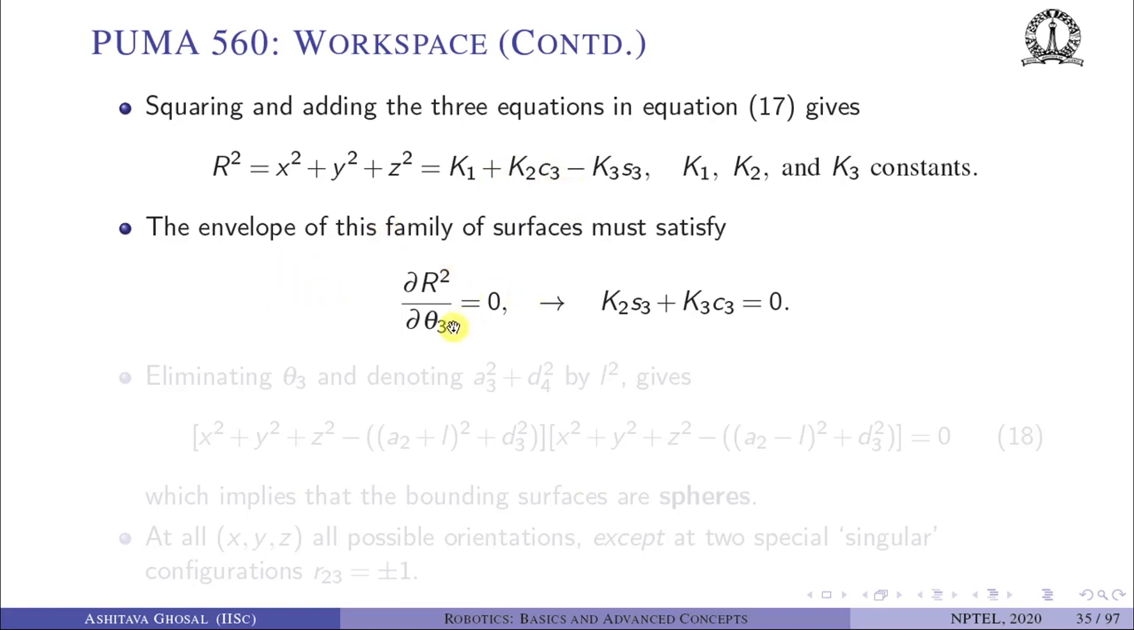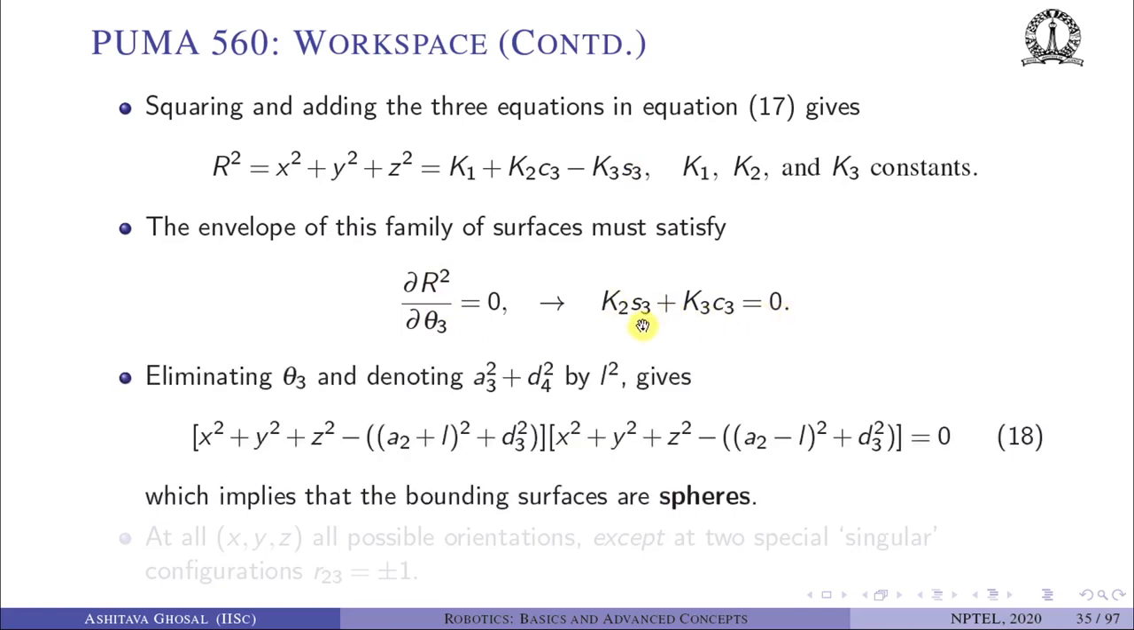The envelope of this family of surfaces can be obtained by taking the partial derivative of this equation with respect to this variable theta 3, which is on the right hand side. If you take this, we'll get one single equation, k2 s3 plus k3 c3 equal to 0. And then we eliminate theta 3 from these two equations. Okay, so we can eliminate formally using Sylvester's method, but we can just simply see that we can eliminate theta 3 and, if you denote a3 squared plus d4 squared by l squared, we will get this expression, which is x squared plus y squared plus z squared. So basically, this is the radius vector. The distance from the origin is minus some number, and this is also minus.